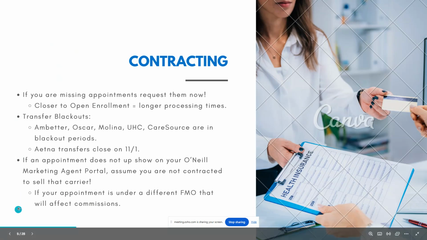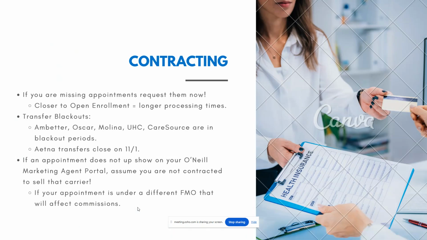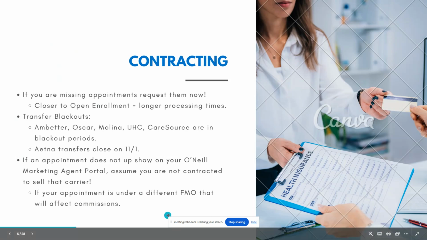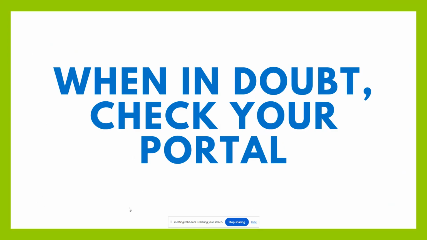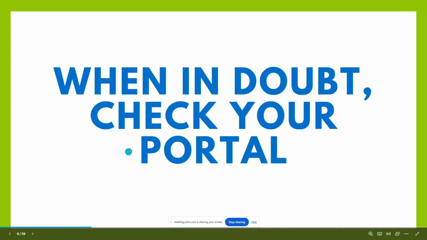So if an appointment does not show up on your O'Neill Marketing Agent portal, you can assume that you're not contracted with that carrier yet. Unless you received a letter saying that you're ready to sell, you do not want to be enrolling clients and completing their applications with a carrier that you're not appointed with. And also, if you do have an appointment and it's through a different FMO, you're not going to see that on the commissions that O'Neill receives for you on your behalf. So when in doubt, check your portal.